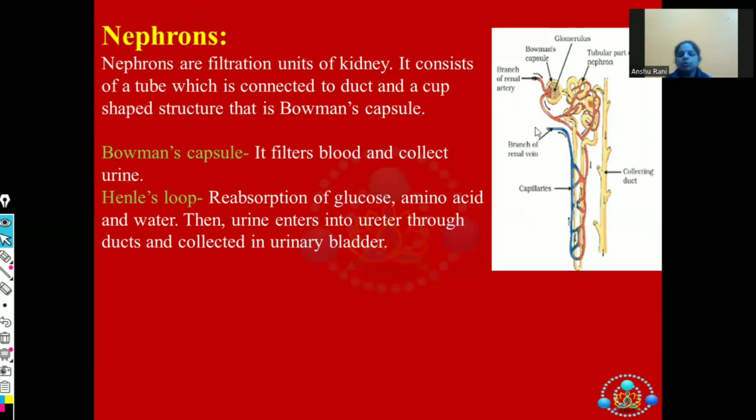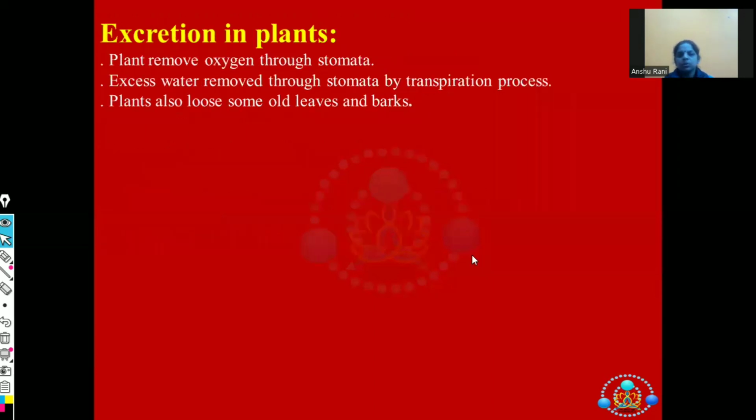They are doing this procedure. They are removing waste, nitrogenous waste, from the body. They are collecting in Bowman's capsule.